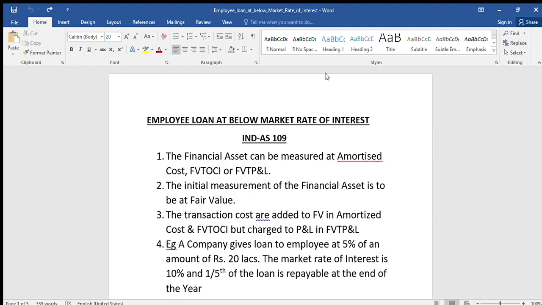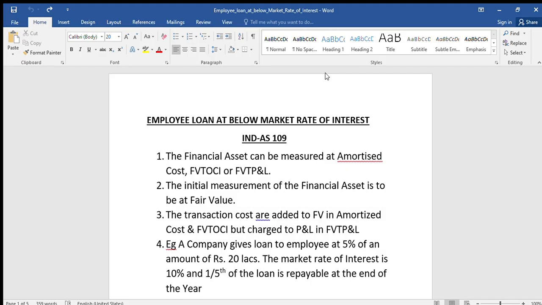Now, the initial measurement in all the three cases would be at fair value. That is, for amortized cost, the initial measurement would be at fair value. For FVTOCI, that is fair value through OCI, would be fair value, and for FVTPL would be fair value.